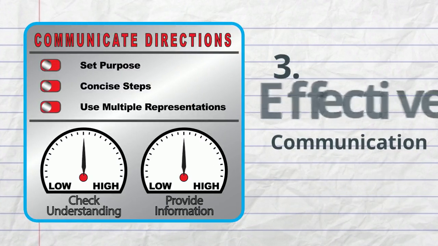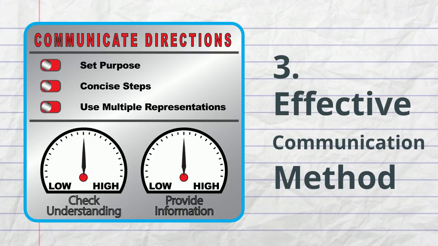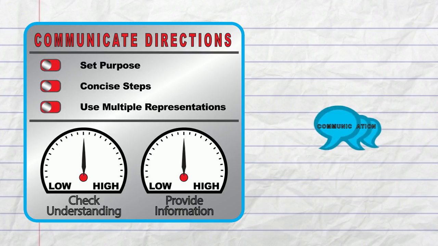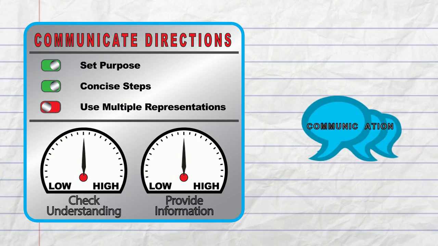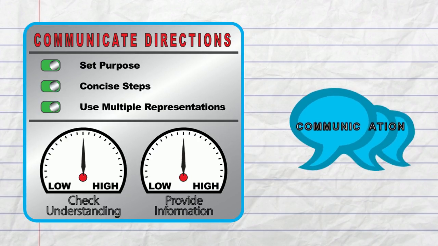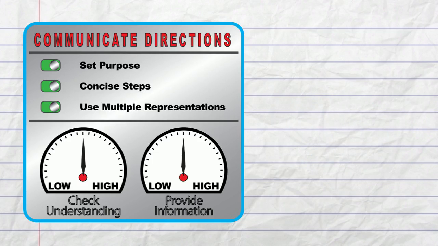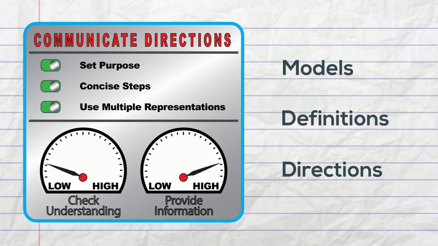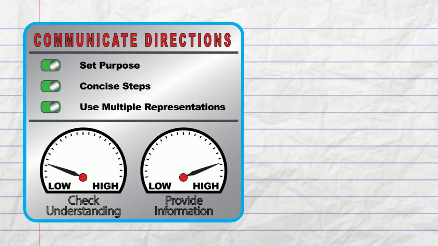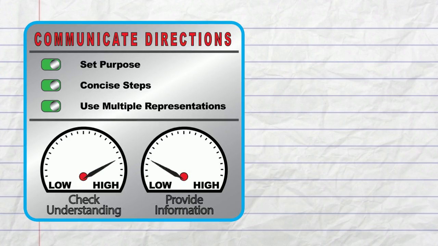Third, effective communication methods ensure that all students understand the directions for the discussion. Teacher directions should always set the purpose, use concise steps starting with the action verbs students will carry out, and provide multiple representations to ensure all students understand the directions. When teachers adjust directions to address challenges, they often provide information such as models, definitions, or directions on how to use a help resource, and then check for student understanding of the directions.